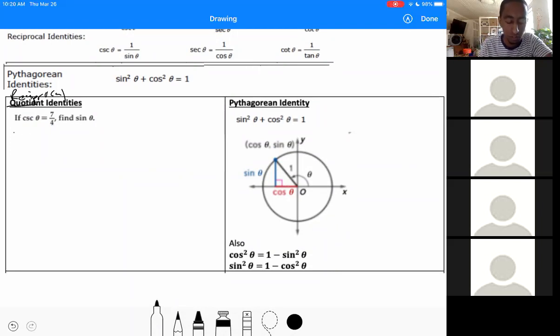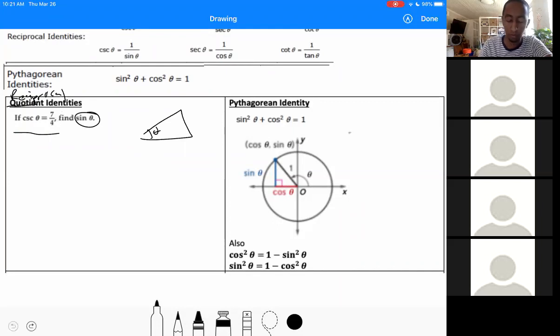It says if cosecant of an angle equals 7/4, and we're trying to find sine of that particular angle. The way we used to do this before would be we would graph a triangle, right? And we would say, okay, this is the angle. Cosecant is the opposite of sine, so it's hypotenuse over opposite. We would put hypotenuse 7, opposite 4, and then find what sine is, but it's really just the reverse, right?